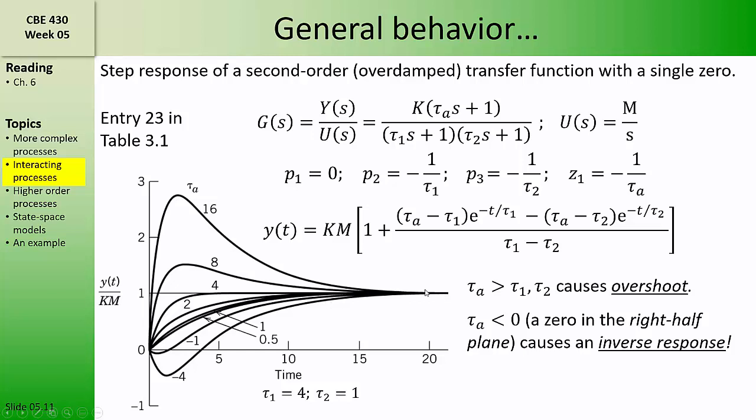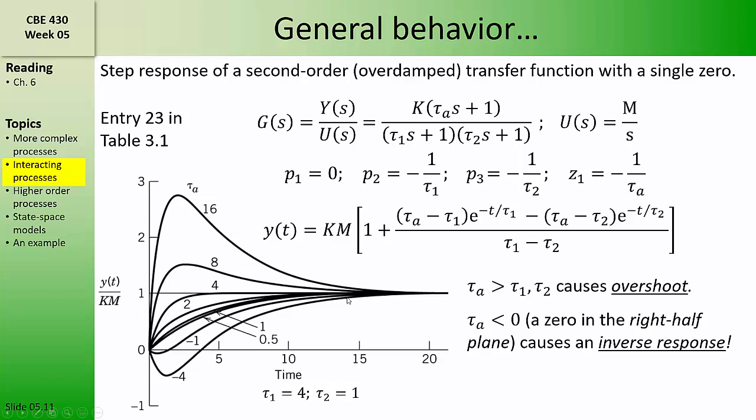They all approach the final steady state in about the same amount of time because the denominator time constants, tau 1 and tau 2, determine the rates of these exponential decays. But by changing tau A, we change the initial direction of the response. When tau A is greater than 0, but not larger than both of the denominator time constants, then the system expresses neither overshoot nor an inverse response.